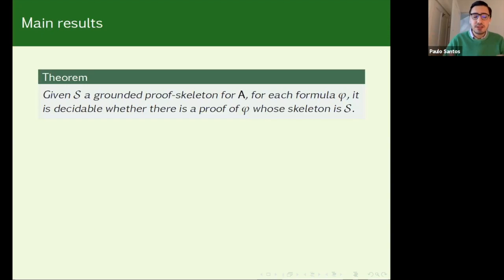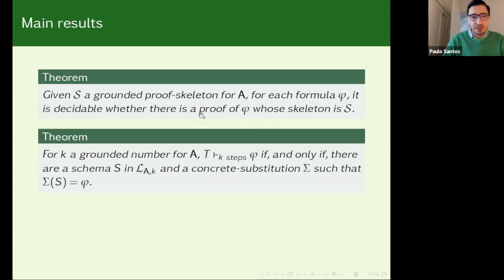Now the main results. The first one is that for grounded proof skeletons for a fixed algorithm, the proof skeleton problem is decidable. So it is decidable whether there is a proof of the formula phi whose skeleton is the considered one. And again, this depends on the algorithm. Different algorithms might give rise to different grounded proof skeletons.